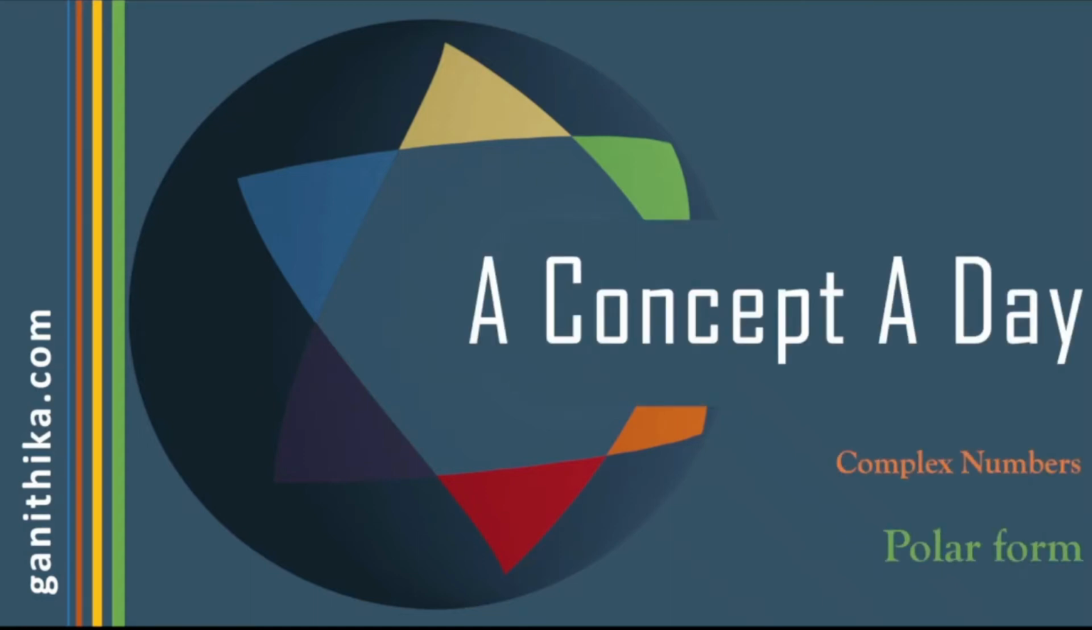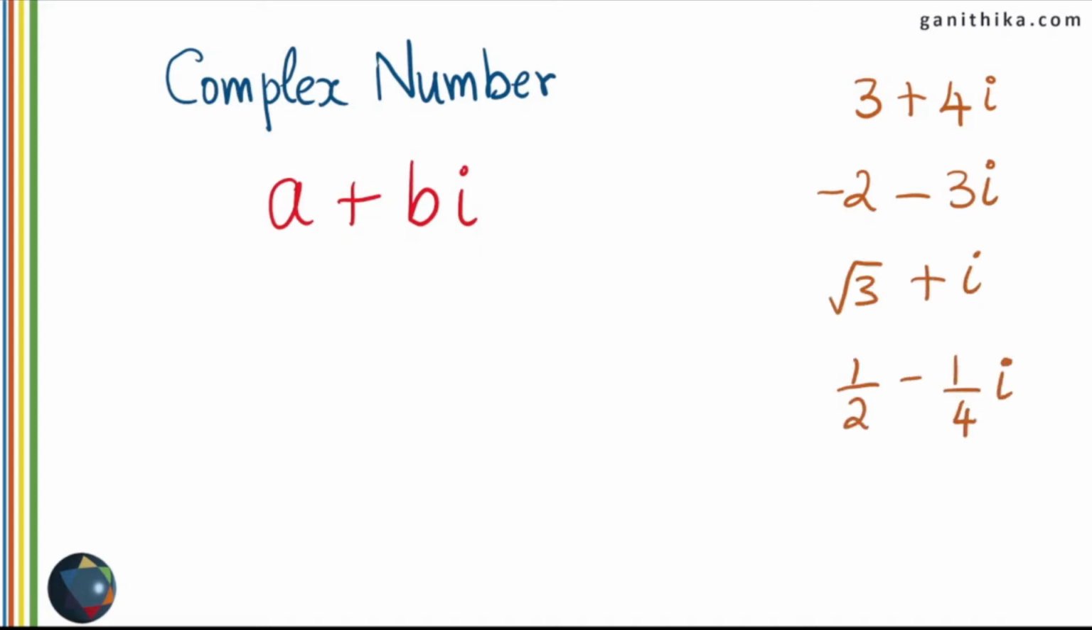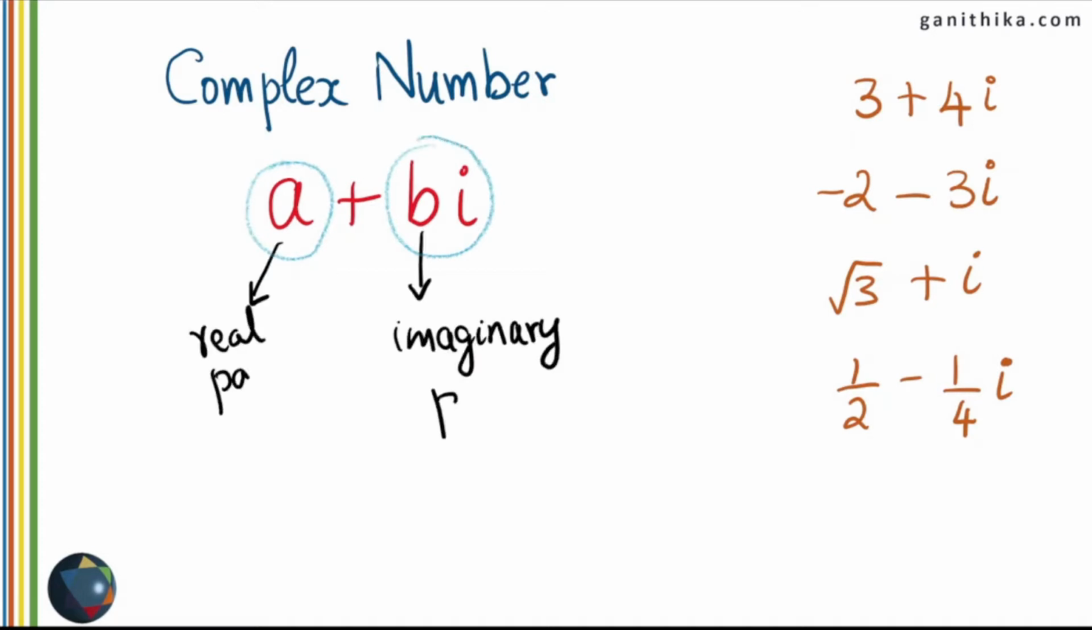Today, let's see how to convert a complex number into its polar form. A complex number is usually written as a plus bi, and here are some examples of complex numbers which you should have already learned. Every complex number has two parts. The first part is called the real part and the second part is called the imaginary part. In the imaginary part, we have the imaginary number i, which is equal to square root of minus 1.